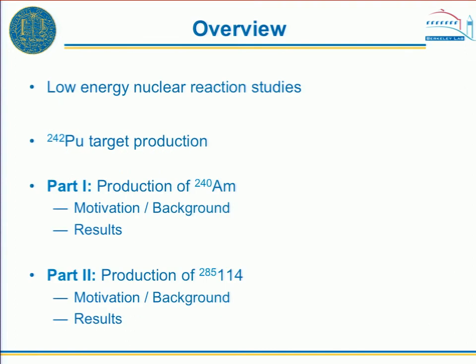To give a brief overview, I'll start with an introduction to these type of low-energy nuclear reaction experiments. I'll talk specifically about the production of our targets that we use for the irradiations, and then I'll talk about the two science goals that we did with them, making americium-240 and making this new isotope of element 114.